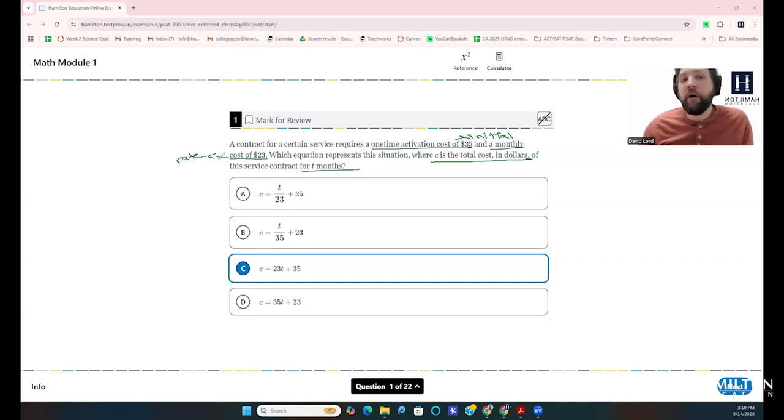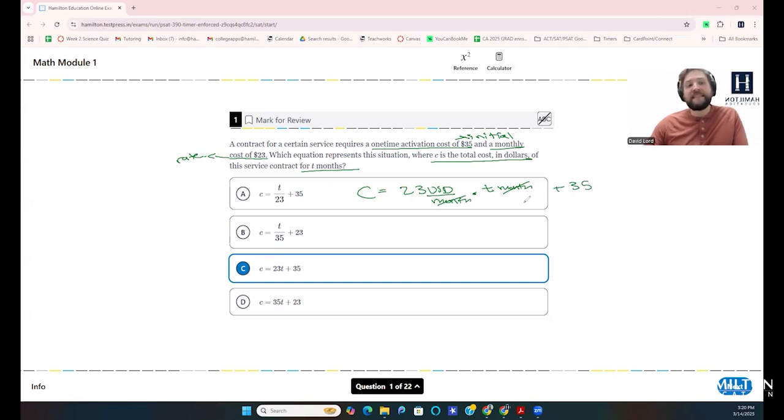So let's start setting up our model. Most models on the SAT follow a linear model, and that's what we're going to be using here. C is the total cost. We're going to pay $23 per month. If you imagine it being US dollars per month, you would want to multiply it by T months, so that the units cancel out and they give you dollars. Lastly, we're going to add our initial cost to it.